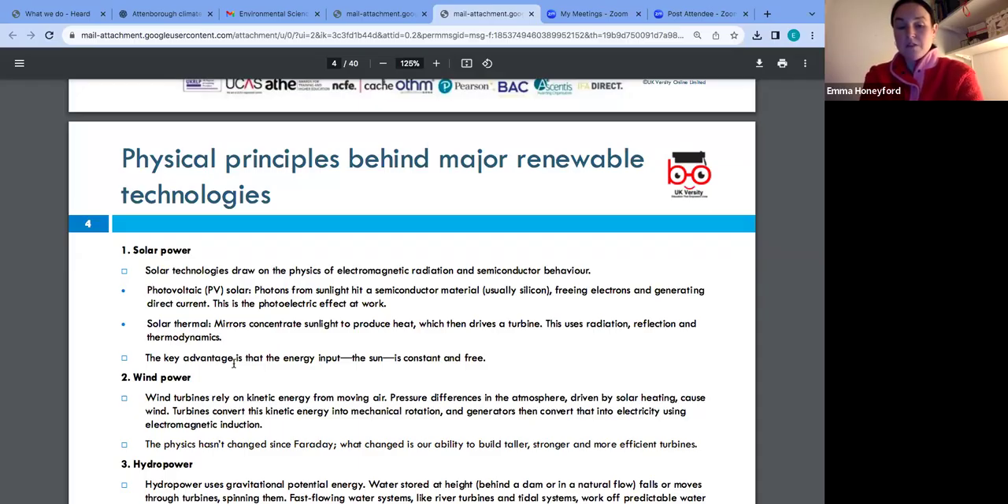The physics has always been the same since the beginning of this type of technology. The difference over time is that the technology and the engineering have got better, and we're now able to build taller, stronger, and more efficient turbines. So that is one positive.